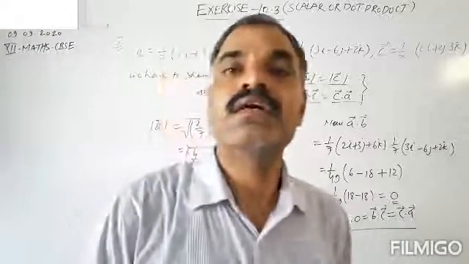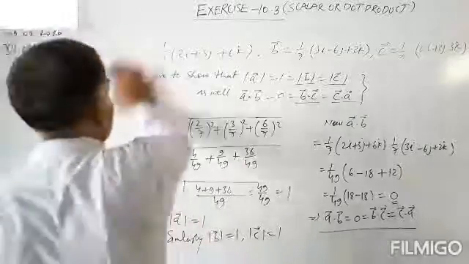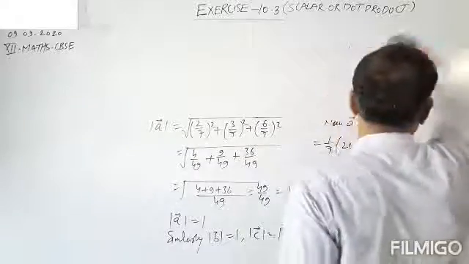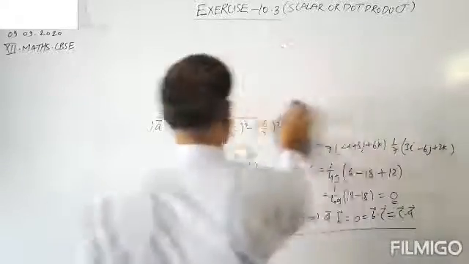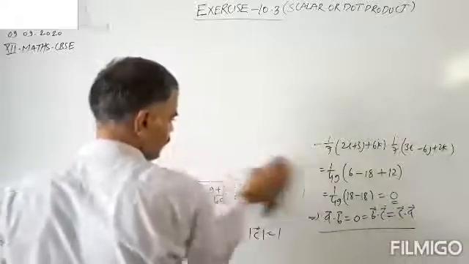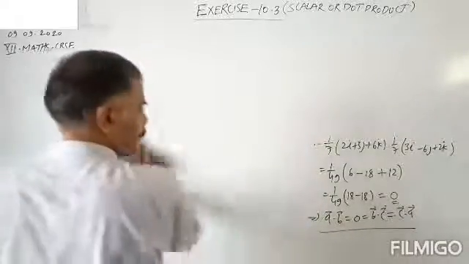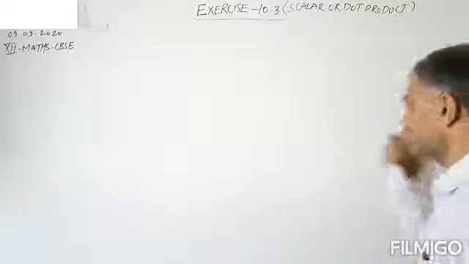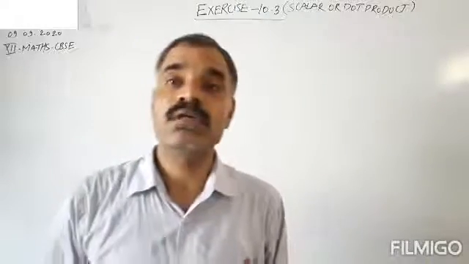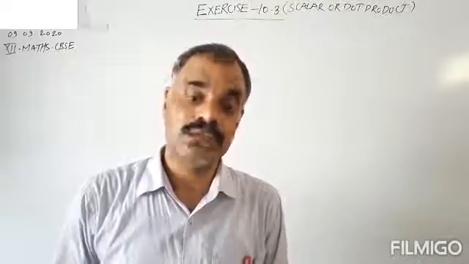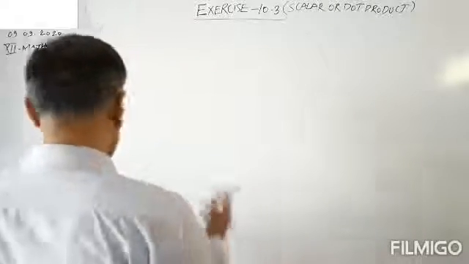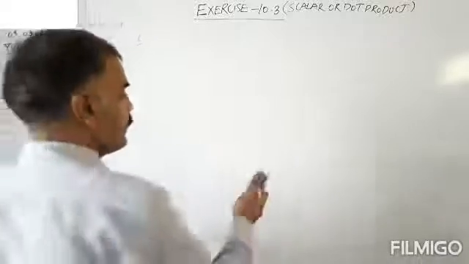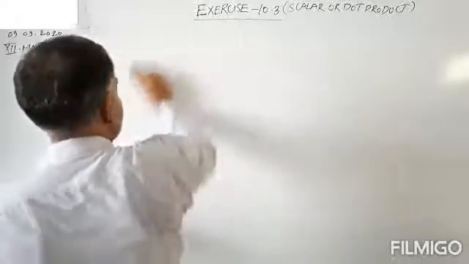Now let us take another question. We are taking only the selected questions that are very necessary or important, or that should be taken to clear the concept of dot product or scalar product. So another question is question number 6 of exercise 10.3.